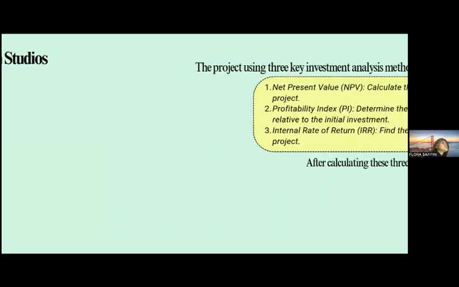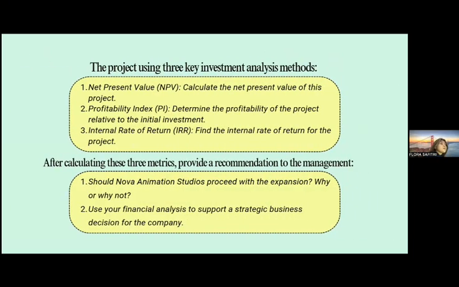From the paragraph, we have 2 points. Evaluate the project using 3 investment analysis methods. The first one is net present value, the second one is profitability index, and the third one is internal rate of return. After calculating these 3 metrics, provide a recommendation to management. We have 2 questions. Number 1, should Nova Animation Studios proceed with the expansion? Why or why not? Number 2, use your financial analysis to support a strategic business decision for the company.